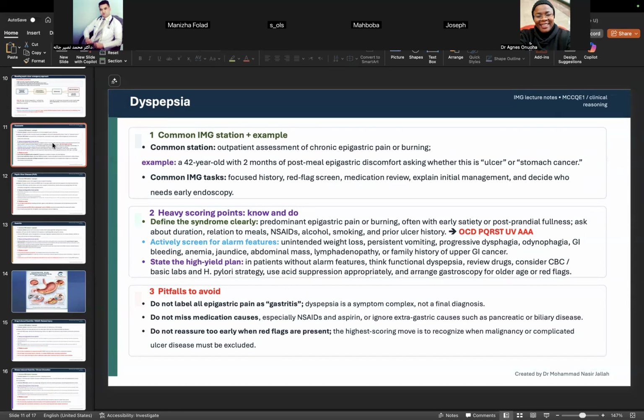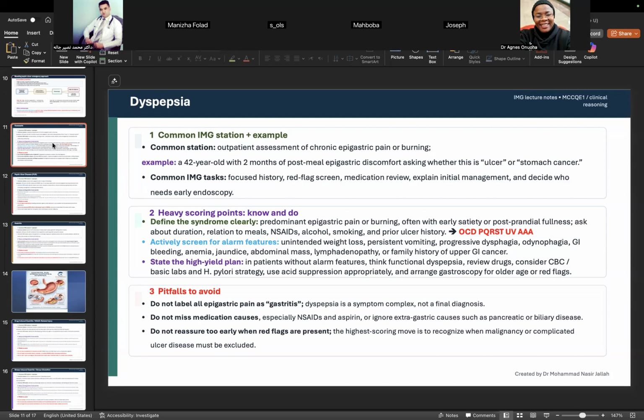So one slide for one station. Let's say it is a dyspepsia station, a common IMG station plus exam. For example, the common station could be an outpatient assessment of chronic epigastric pain or burning. Example: a 42-year-old with 2 months of post-meal epigastric discomfort asking whether this is an ulcer or a stomach cancer. That's it. This is what you get in the instruction.